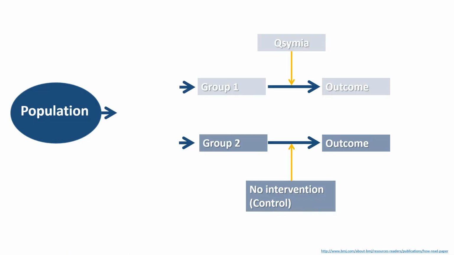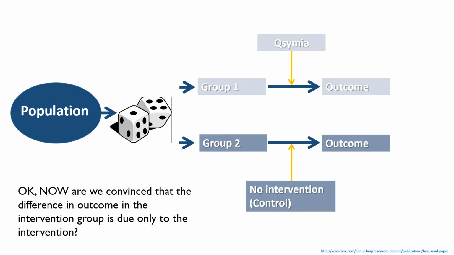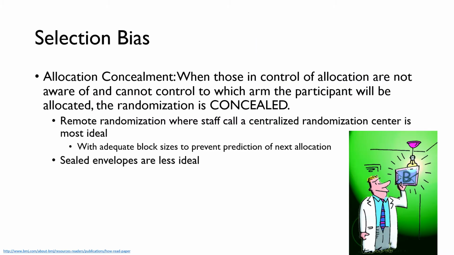So now let's go back to our study. We have our population, we get our samples, we randomize. Now group 1, group 2, hopefully we're dealing with some of that selection bias, and we look at our outcomes. Now are we convinced that the difference in outcome in the intervention group is due only to the intervention and nothing else? The answer is no. There's still further threats to selection bias, something that can make the groups different at baseline.